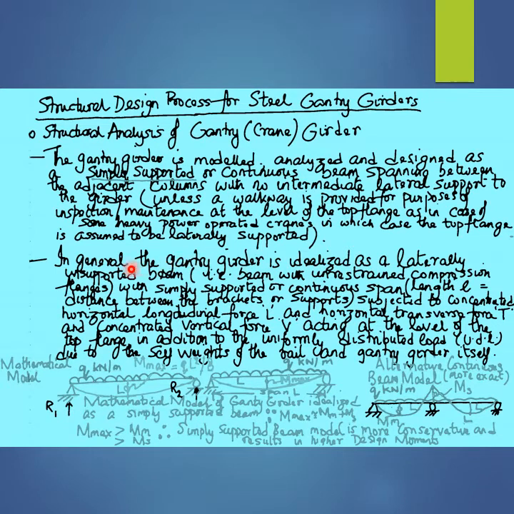and therefore the unsupported length or the span length L of the idealized mathematical model for the gantry girder has a span length L that is equal to the unsupported length or the distance between the adjacent columns on which the brackets or the supports of the steel gantry girder or steel crane girder are installed.